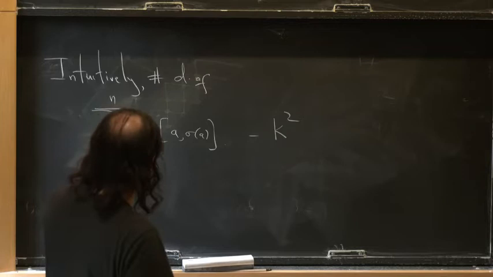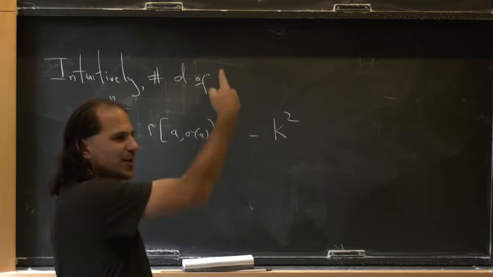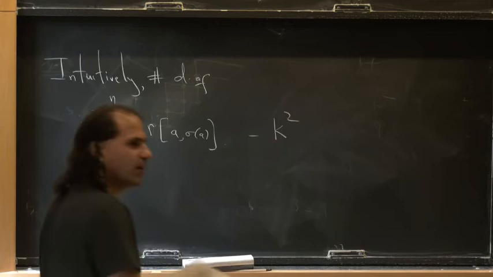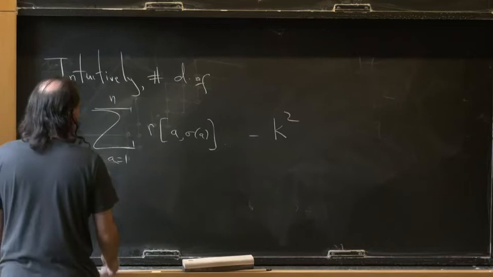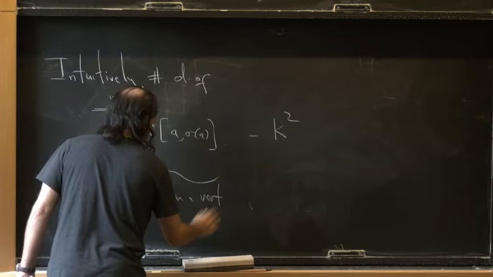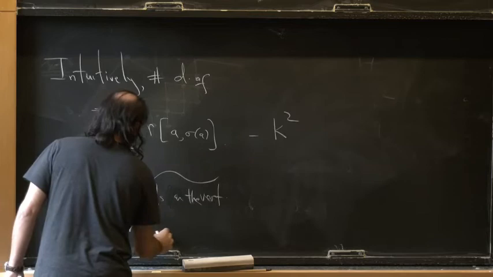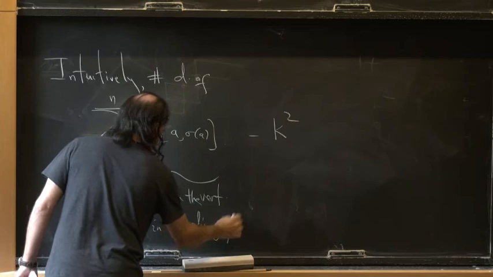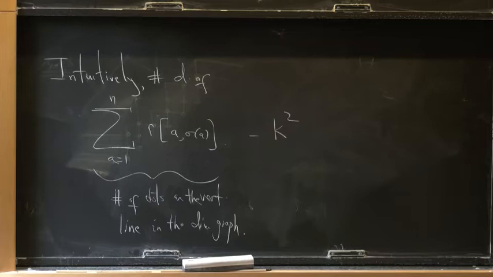But that number of the ranks of A from sigma of A is exactly the number of dots that you encounter along the vertical direction, or the horizontal direction for that matter. So this is the same. You could either use this formula, or this is the same as the number of dots on a vertical line, in that dimension graph. Okay.